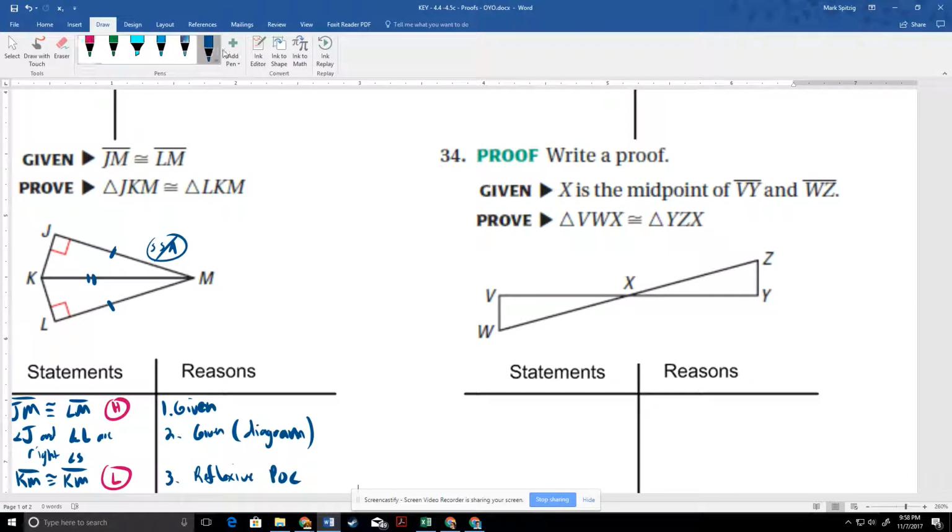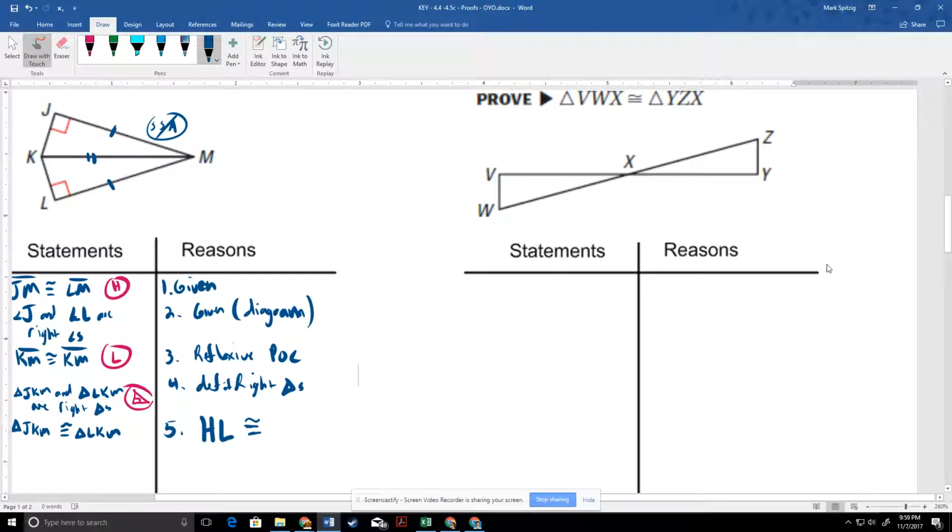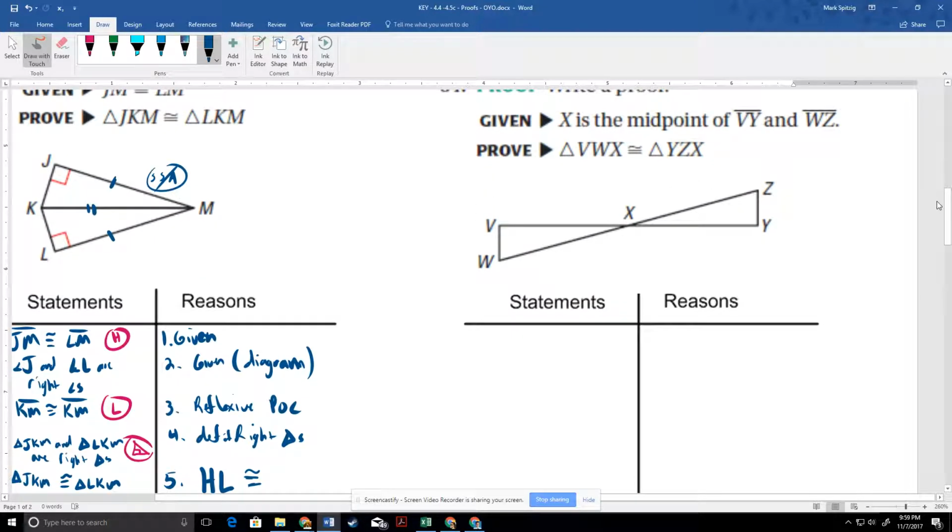All right. So if we're looking here, we have a couple of reasons. We have X is the midpoint of both VY and WZ. So it's the midpoint of both.